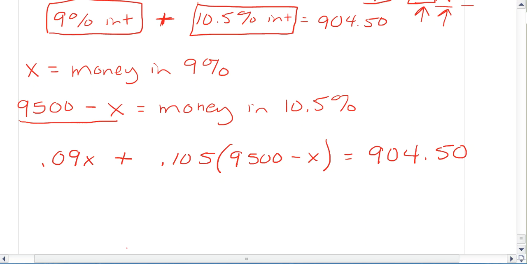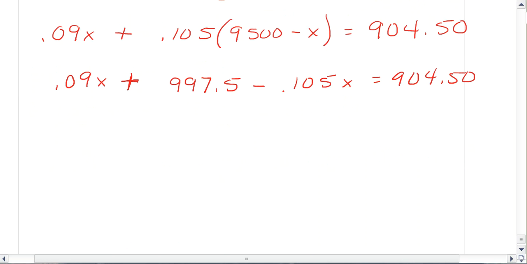So now we need to solve this equation for x. So doing the distribution first, we distribute the 0.105 and we get this equation. So the next thing we do, of course, is combine like terms. So after we combine the x terms and then subtract the 997.5 from both sides, we get this equation. And at first it might concern you about the negatives, but they just divide away. So if we divide both sides by negative 0.015, I get x equals 6,200.